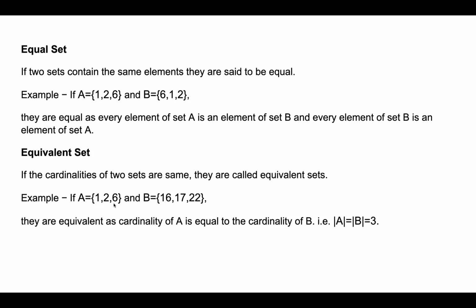Okay, only the number of elements are same. So that sets are known as equivalent sets. They are equivalent as cardinality of A is equal to cardinality of B. Here, mod A is equal to mod B is equal to 3. Okay.